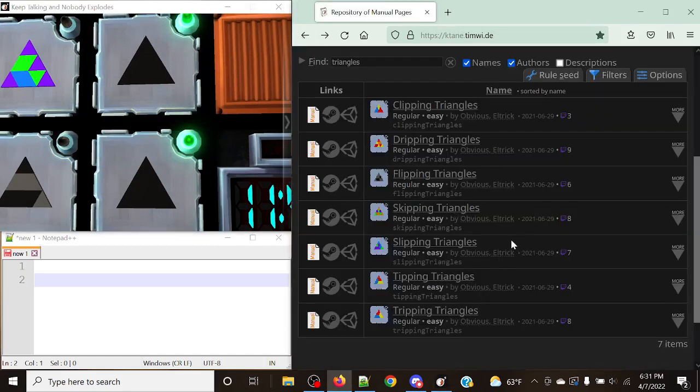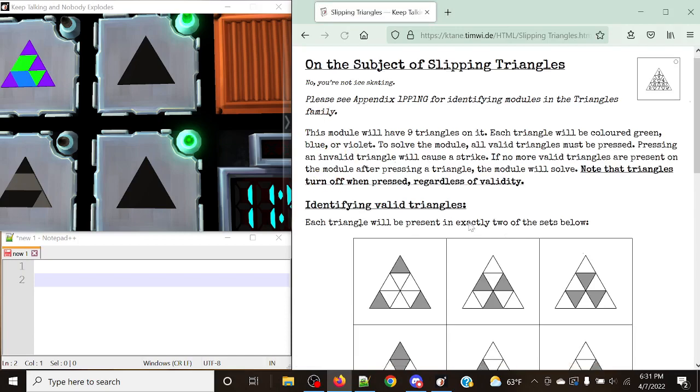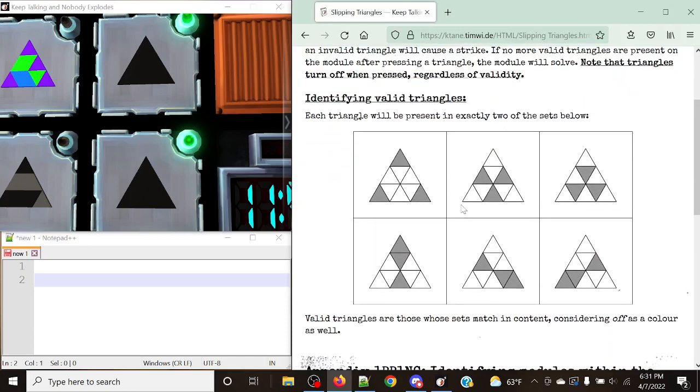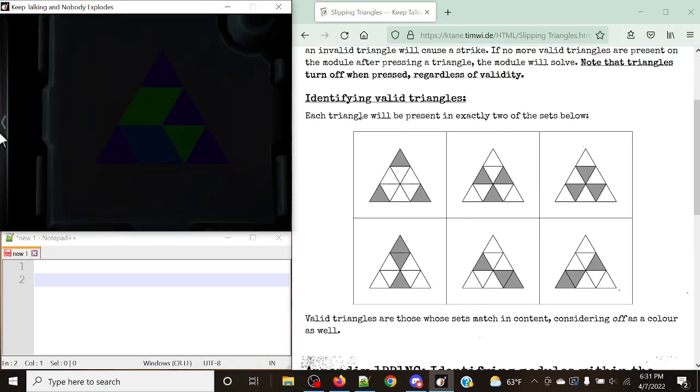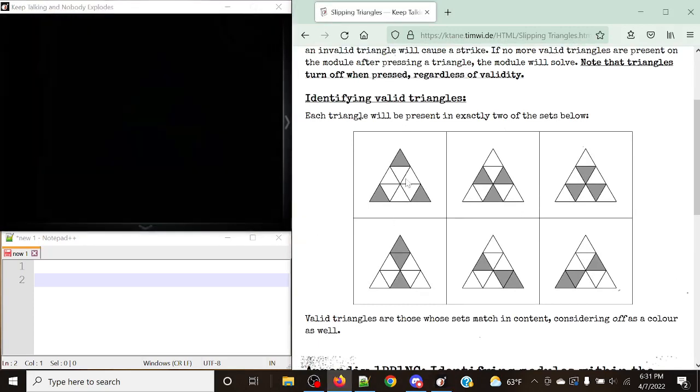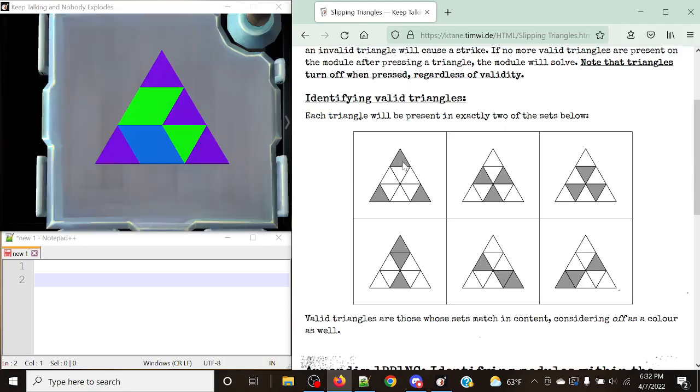Next up, let's take a look at slipping triangles. Now, this one looks a little bit intimidating at first, but trust me, this one is really quite fun to do. I actually quite enjoy this one thoroughly. Each triangle will be present in exactly two of the sets below, and this is referring to the position in which they will be present. For example, if we take a look at the topmost tile in this case, it will be present in this position right here, and this position as well.